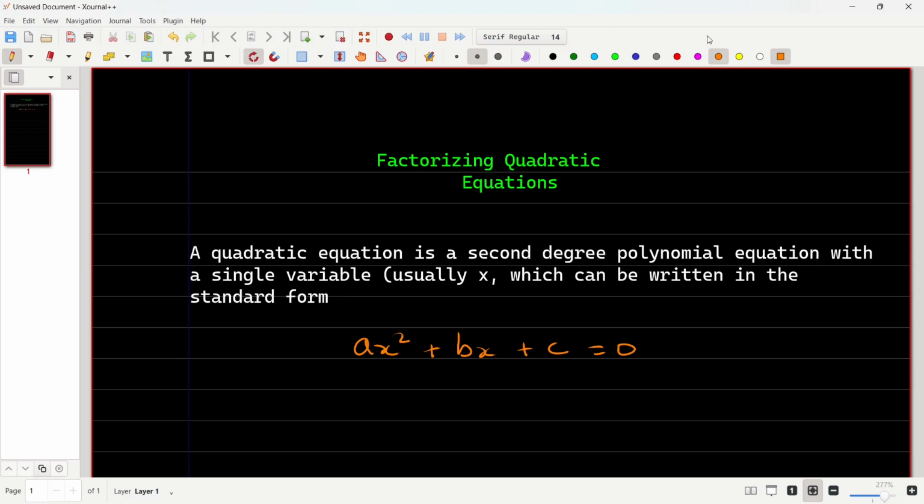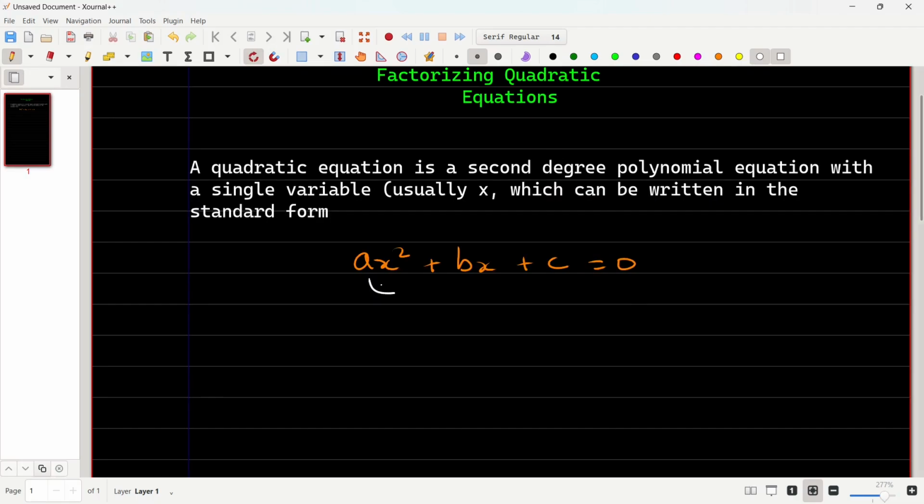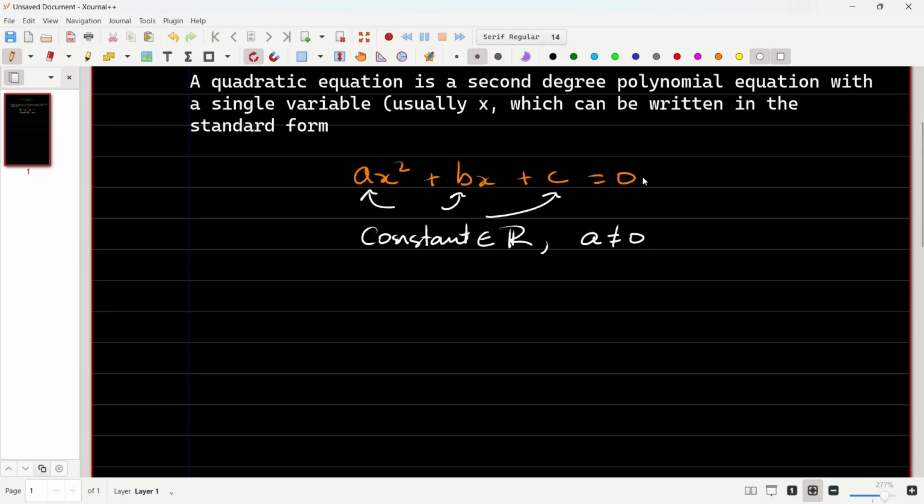Maybe I should also define for you what these terms are. So let me just write something here. This, this, and this are all constants, right? Constants that are members of the set of real numbers. And in this case, to always have a quadratic, a cannot be equal to 0. Because if a is 0, then this term disappears, and what we have is bx plus c, and then the degree of the polynomial becomes a first-degree polynomial. A quadratic is a second-degree polynomial, so it will always have the situation where a is not equal to 0.